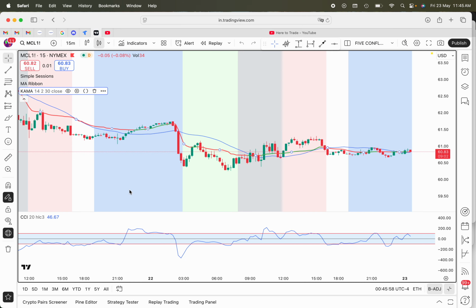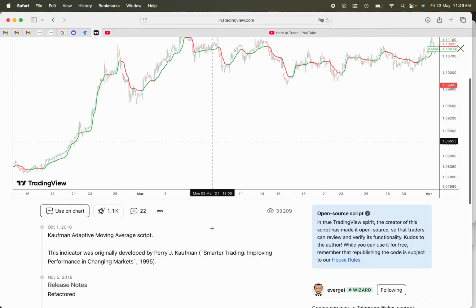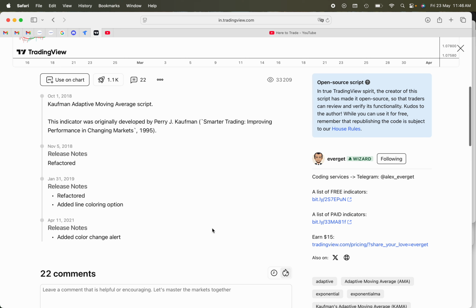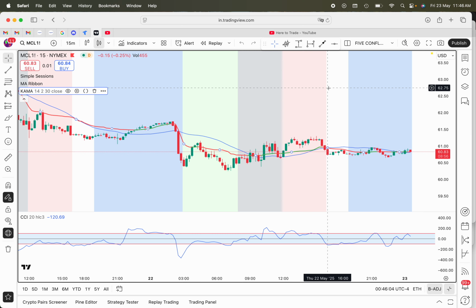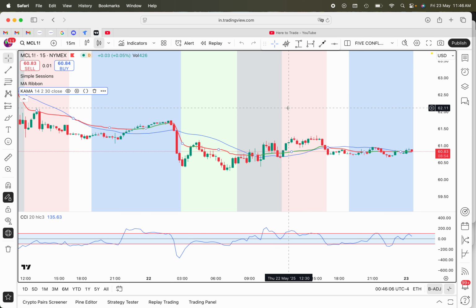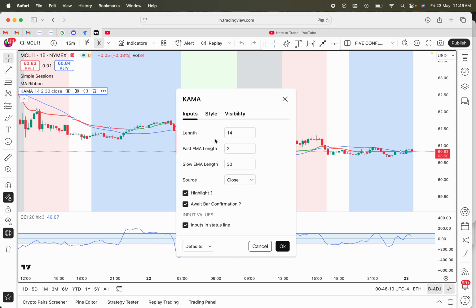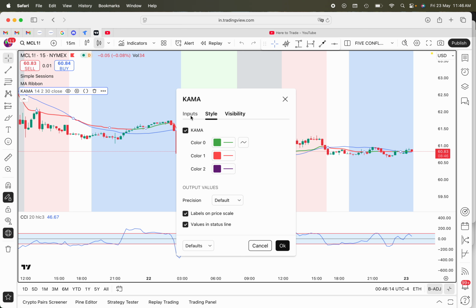sorry, just go back into here. I think there's a small amount of info that he gives on it, or just go search the web and you'll come up with a whole stack of stuff. His settings I have not changed. It's 14, 2 and 30. I have not changed this at all.